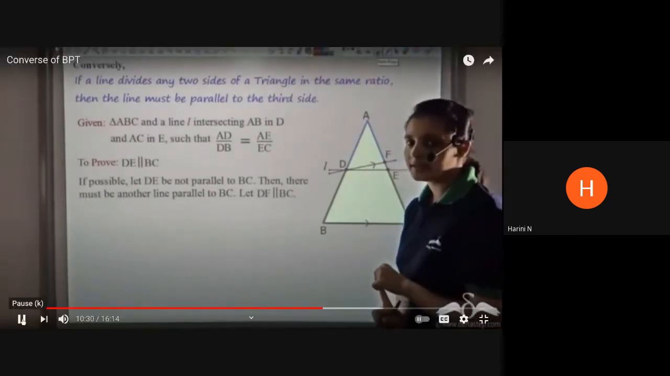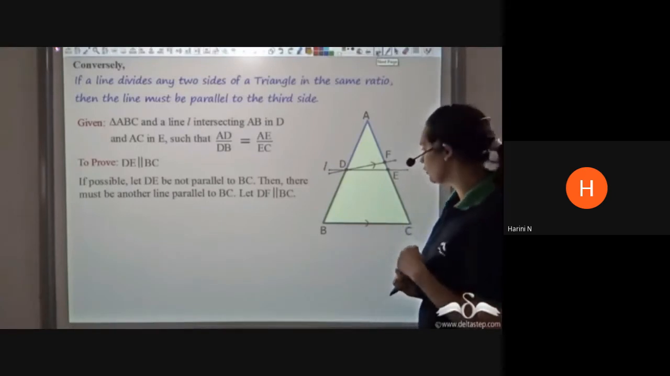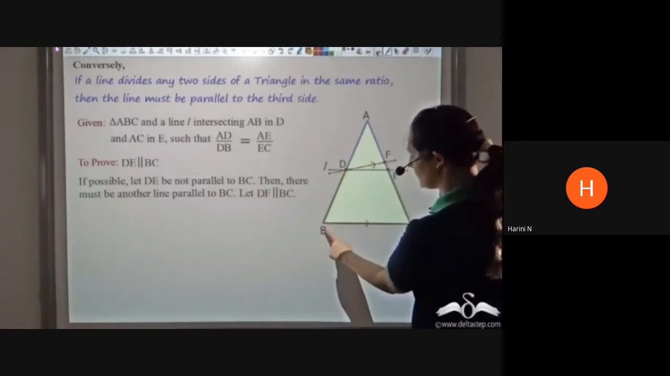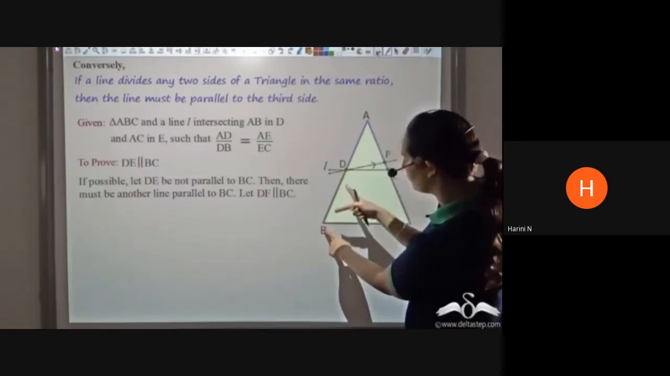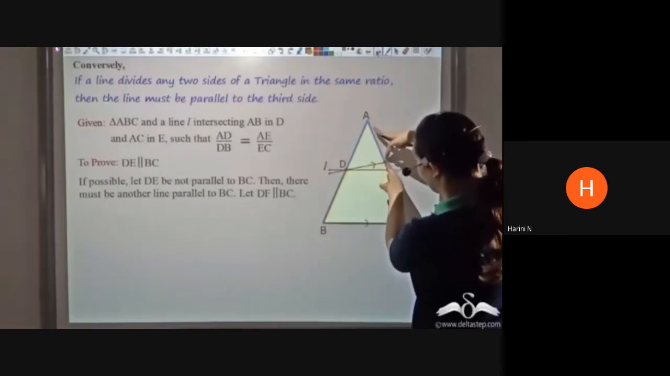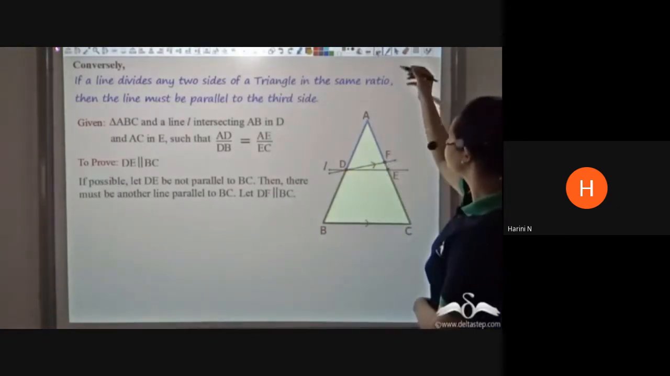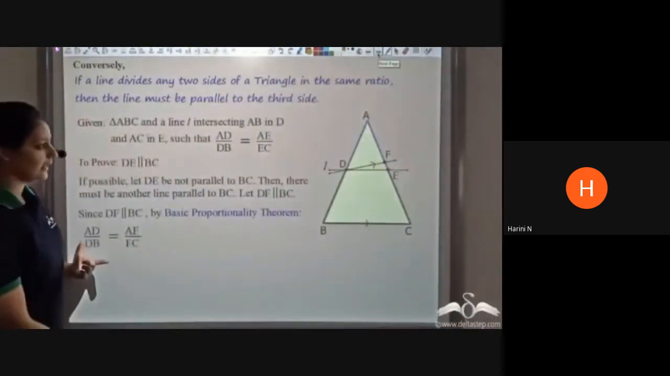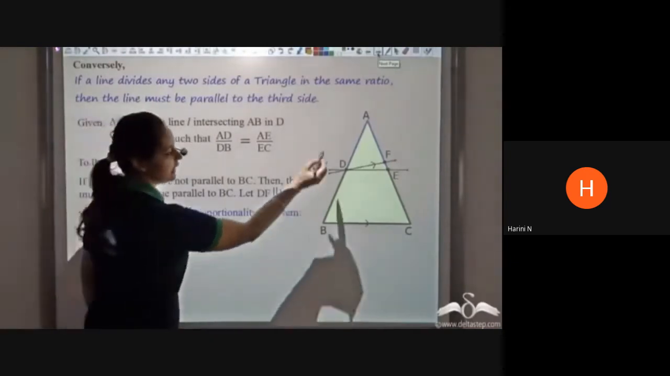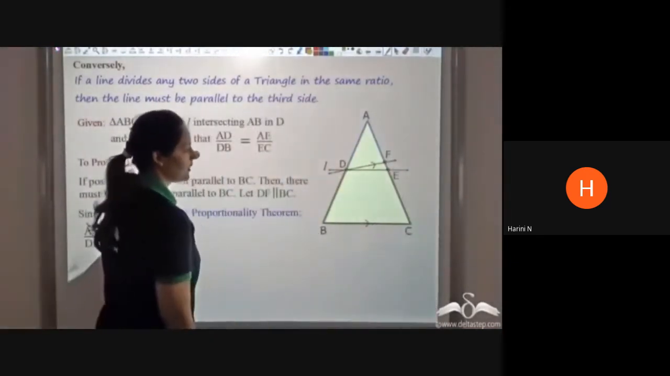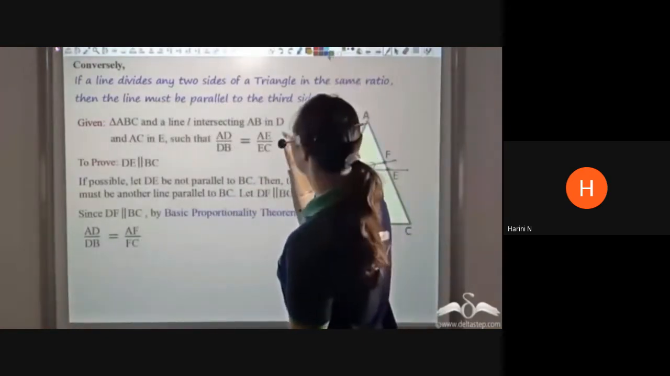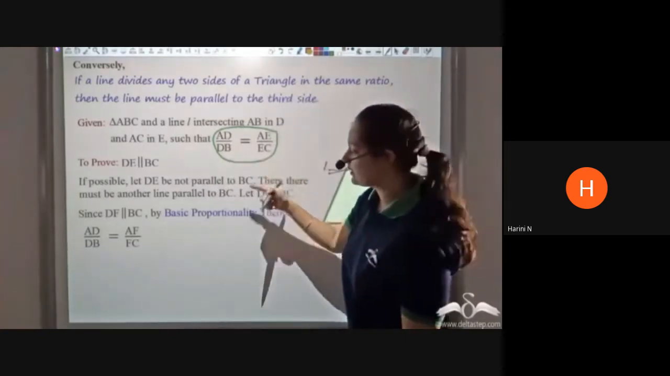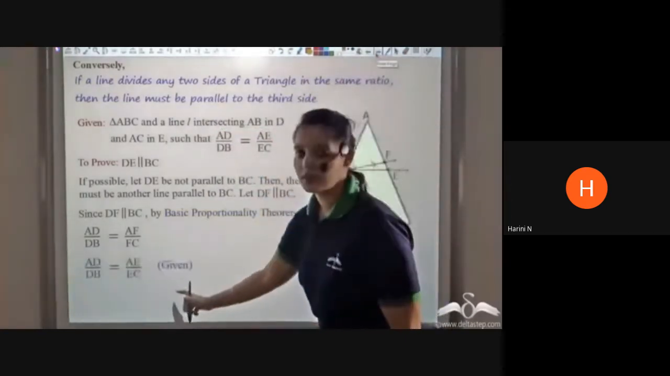As soon as I get parallel lines, what can I apply? The basic proportionality theorem. So applying the basic proportionality theorem, since this line is parallel to this line, I can say AD by DB would be equal to AF by FC. But I already know that it is given that AD by DB is equal to AE by EC. So already I have this.